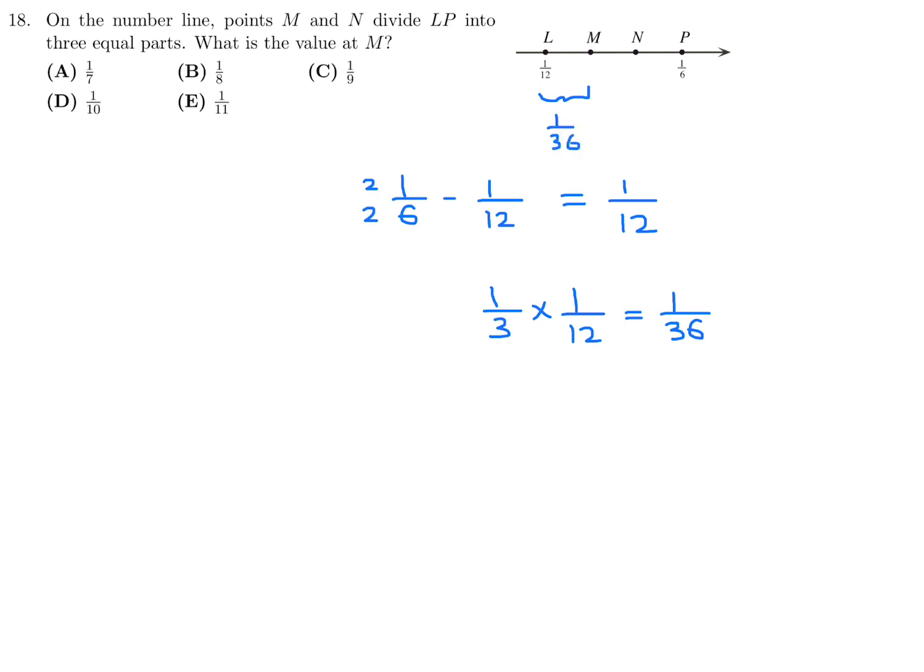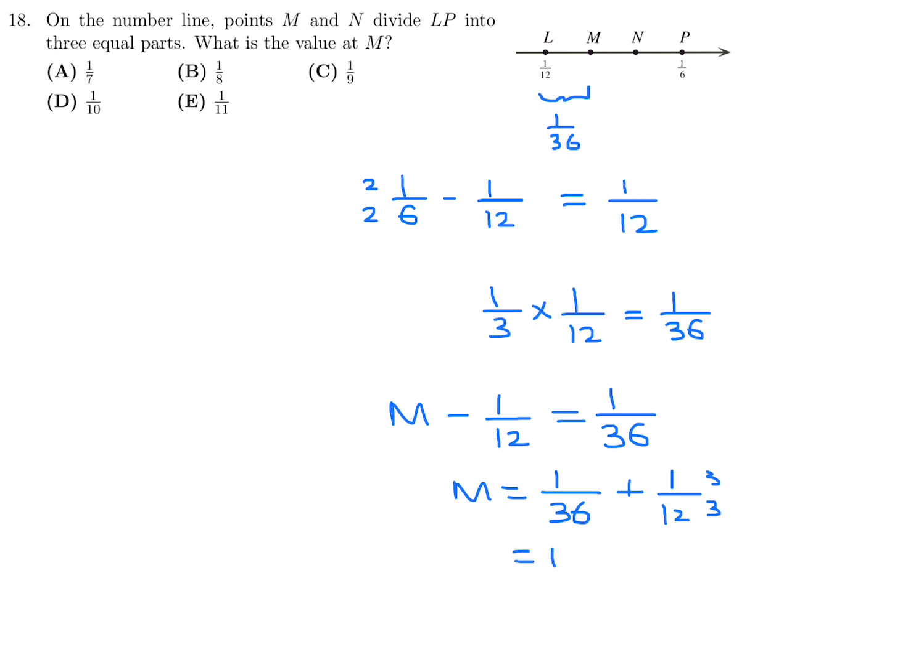So in order to figure out M, it would be M minus a 12th is equal to 1 over 36, right? This subtract L is equal to 1 over 36. So M would therefore be 1 over 36 plus 1 over 12, multiply top and bottom by 3, and you get 1 plus 3 over 36, and that is 4 over 36. And in lowest terms, that would be 1 over 9. So number 18, the answer is 1/9, and that is choice C.